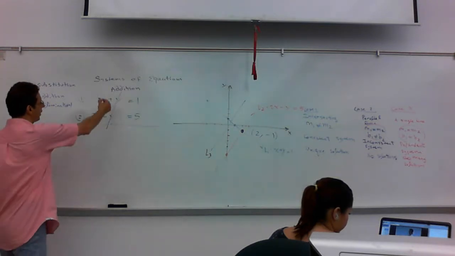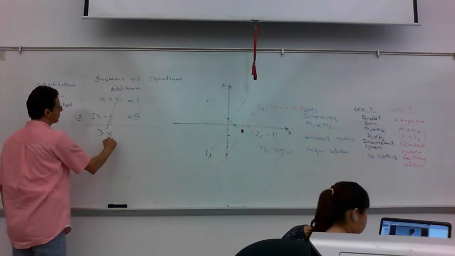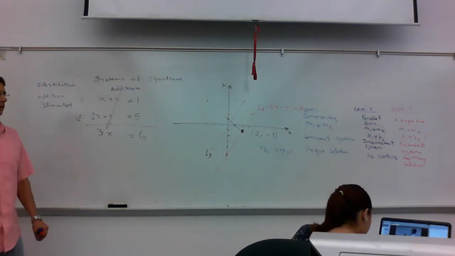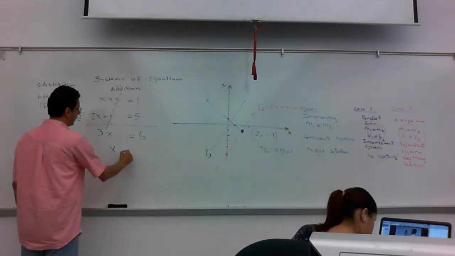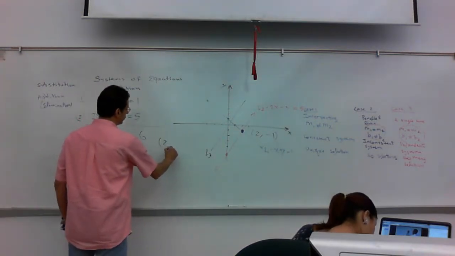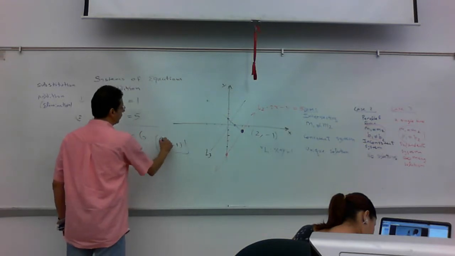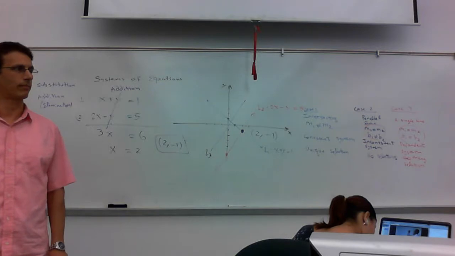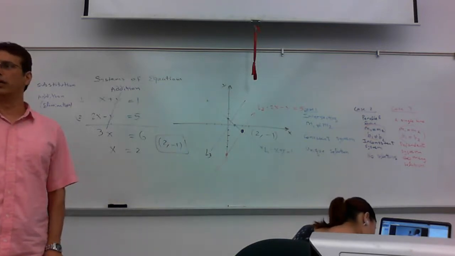So on the left side you have x and 2x, which is 3x. On the right you have 1 and 5, adds up to 6. Divide, and x becomes 2. And the same thing, you put it back, and you get to 2 and negative 1. Now notice, obviously this method for this example was easier, wasn't it? But why do we learn different methods?